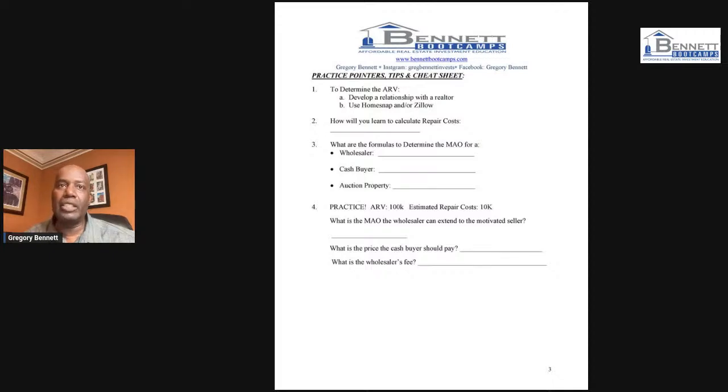Let's say that the cash buyer is actually flipping this property. What do you think the cash buyer's profit is going to be when they flip this property? Somebody tell me, what's the cash buyer's profit?